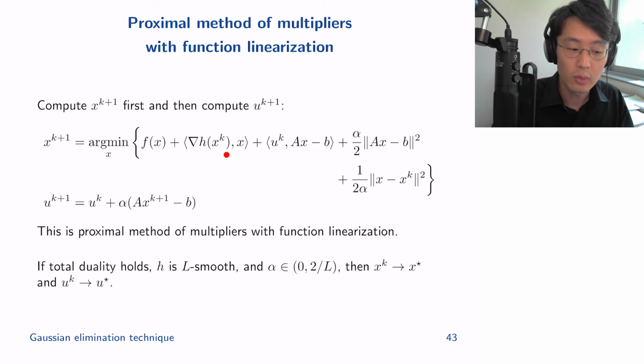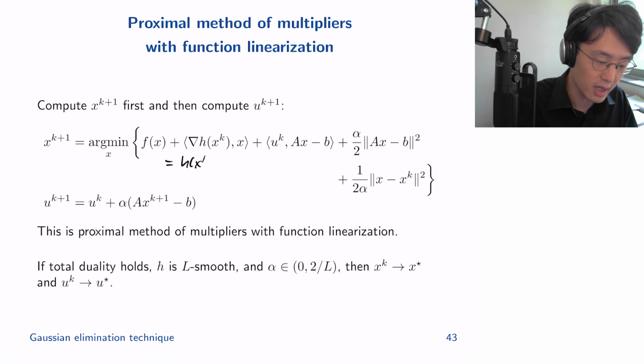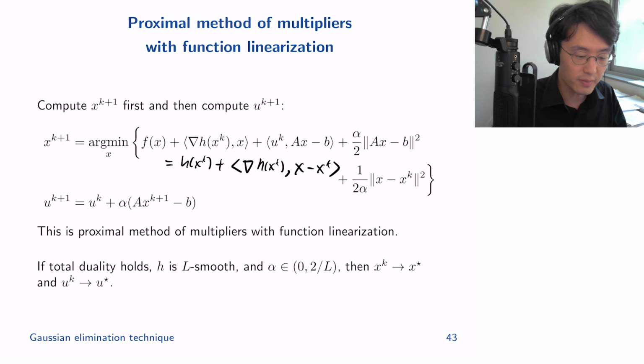So this is as if we are replacing the function h with its first-order Taylor expansion about the point xk, because this is equivalent to h of xk plus grad of h of xk, x minus xk. This term and this form only differ by constants that do not depend on x.